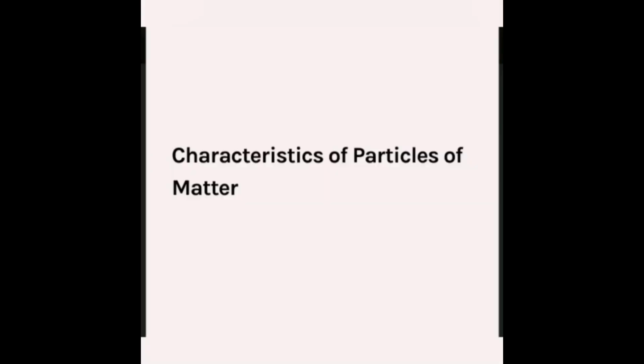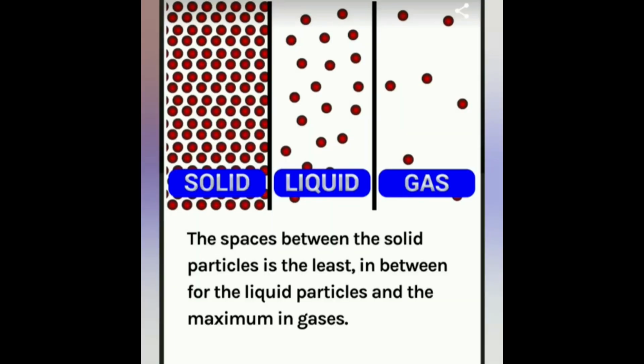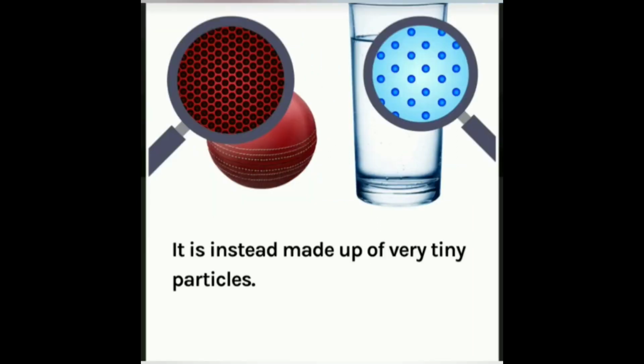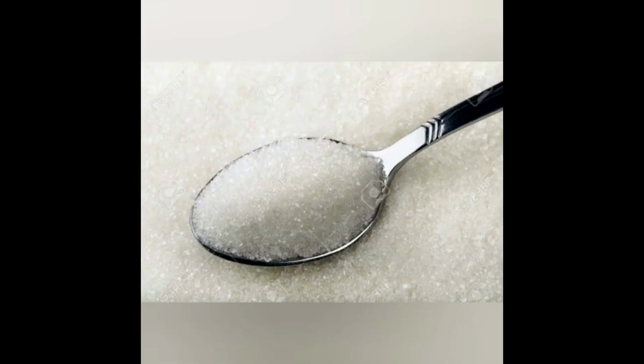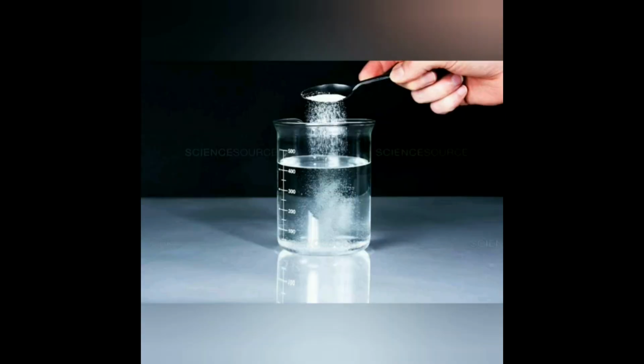Characteristics of the particles of matter. Particles of matter have a lot of space in between them. In different forms of matter, this space will be different. Let us add a spoonful of sugar to a glass of water. Stir it well. Sugar dissolves completely.